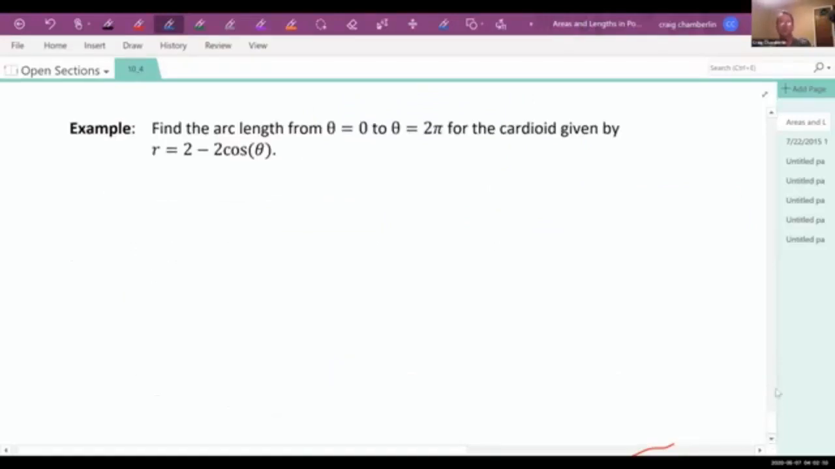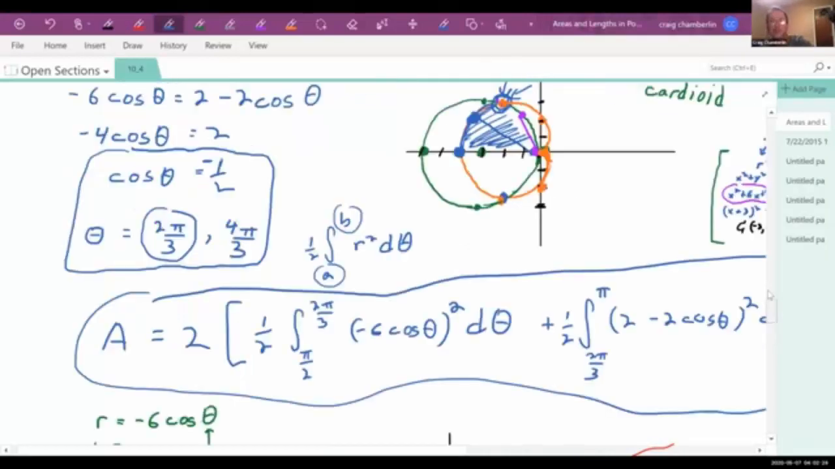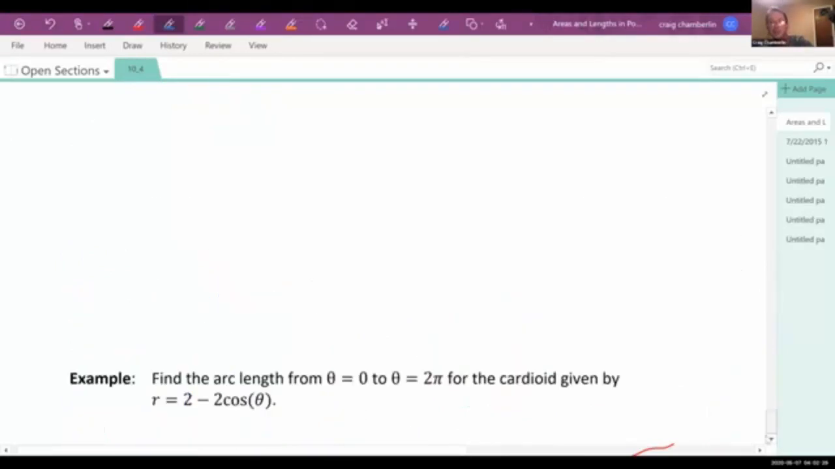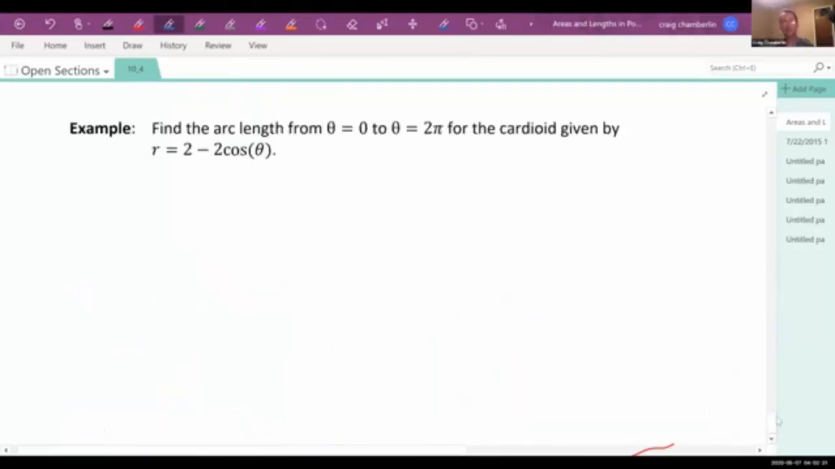So let's find the arc length from theta equals 0 to theta equals 2 pi of the cardioid given by, I think this might have been the one from the last example, 2 minus, is that the same one? Yeah, same one. So same picture. So we won't spend a lot of time graphing it. In fact, I don't think we'll graph it at all. If you think about it, the entire cardioid is traced out from 0 to 2 pi. So we're finding the distance all the way around the cardioid in this one.